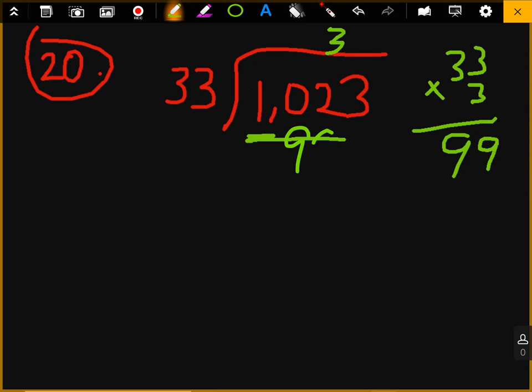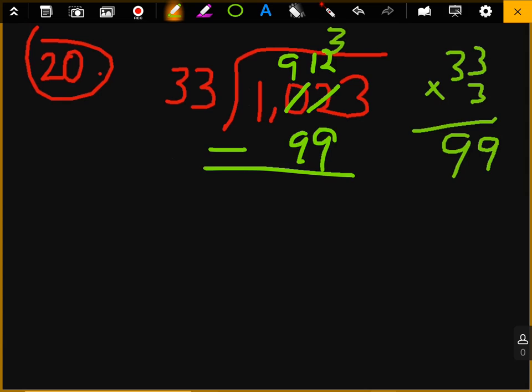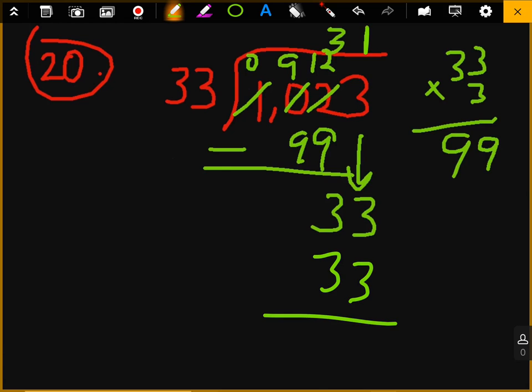Okay, and now we subtract. 102 minus 99, that goes into 12. That turns into 9. 12 minus 9 is 3. 9 minus 9 is 0. Yeah, that's your answer, and that turns into a 0. Okay, so 3, you bring down another 3. Oh, well, that's easy. 33 goes into 33 one time. 33 minus 33 is 0. 31 is my answer, and we can check that out.